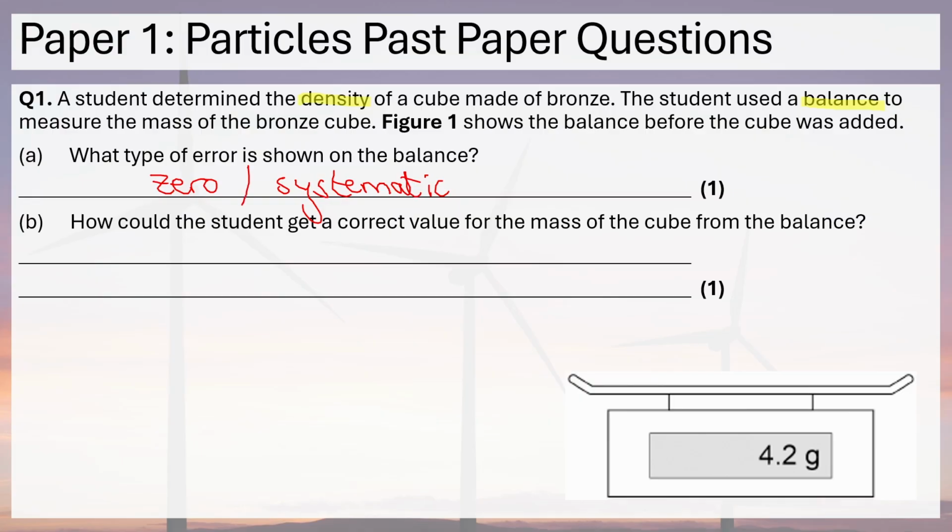How can we get a correct value? There's two possible answers. You could just say zero the balance, so in effect get rid of the error, but you could also say subtract 4.2 grams from each result. Either of those is fine. In effect, the first one you do before the experiment, the second one you might do if you've already taken a whole lot of readings.